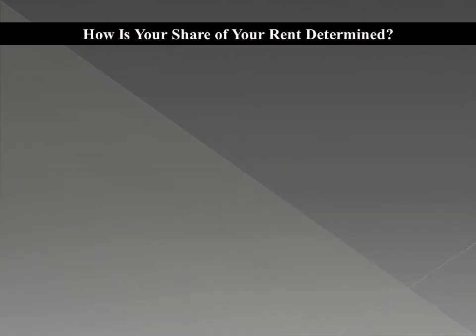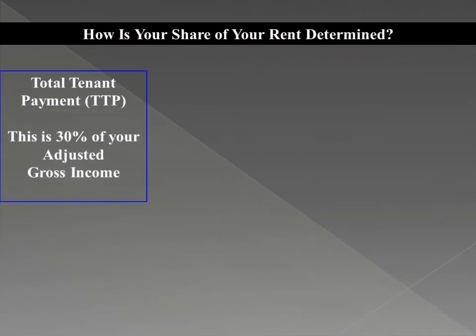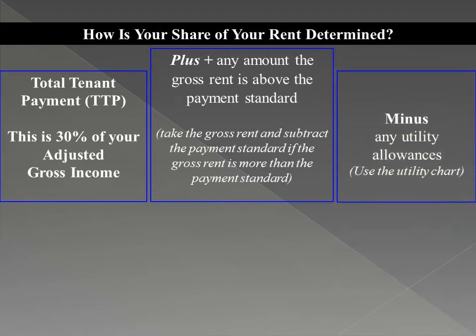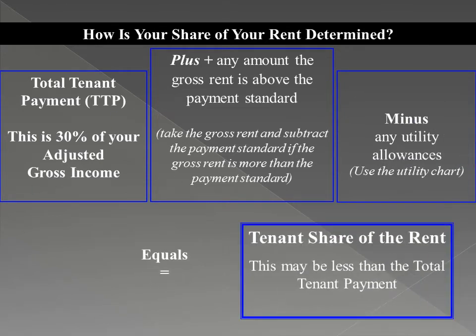How is your share of the rent determined? The total tenant payment, which is 30% of your adjusted gross income, plus any amount the gross rent is above the payment standard, minus any utility allowances, equals the tenant's share of rent. This may be less than the TTP.